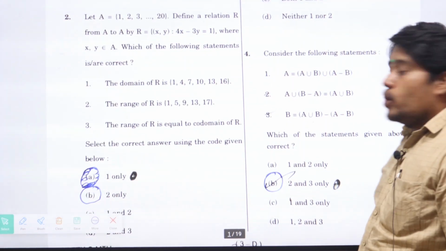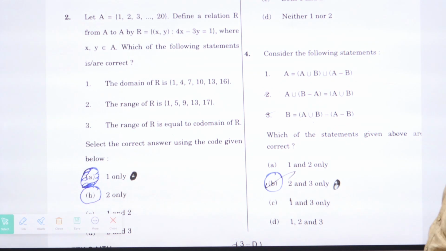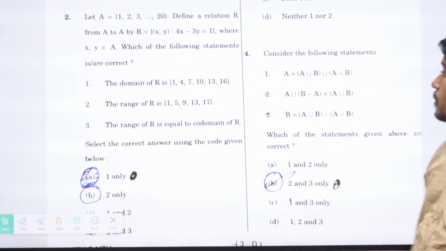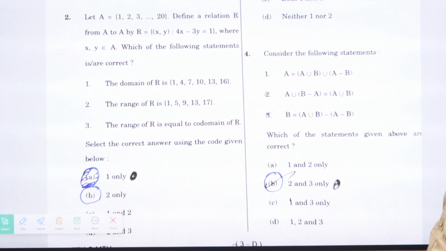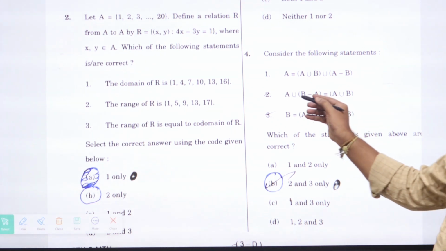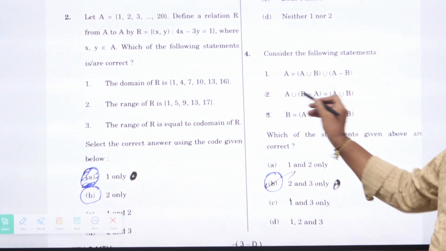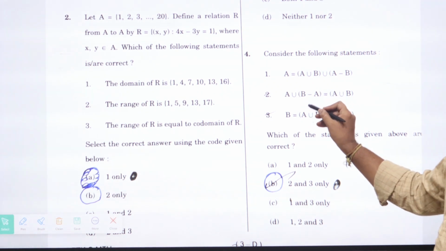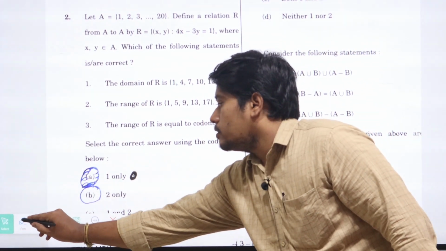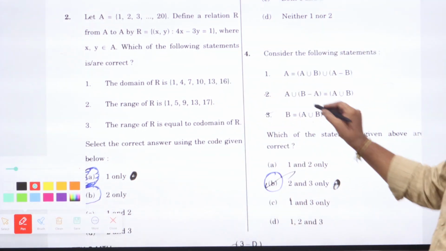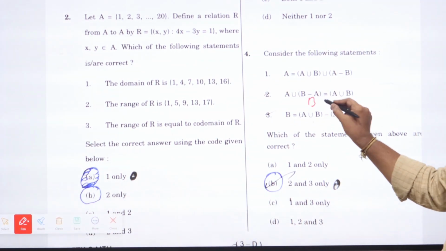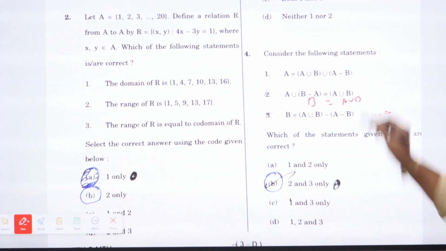So consider the following: whether the set A is equal to A union B, union of A difference B; the second one, A union of B difference A, is equal to A union B; and B is equal to A union B minus A difference B. So we know the union and difference, so B minus A gives only B. So A union B is equal to A union B.